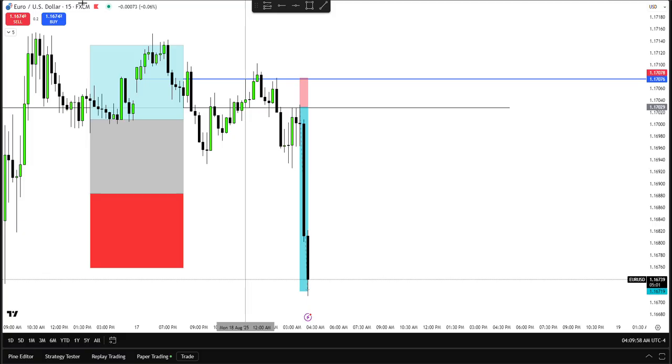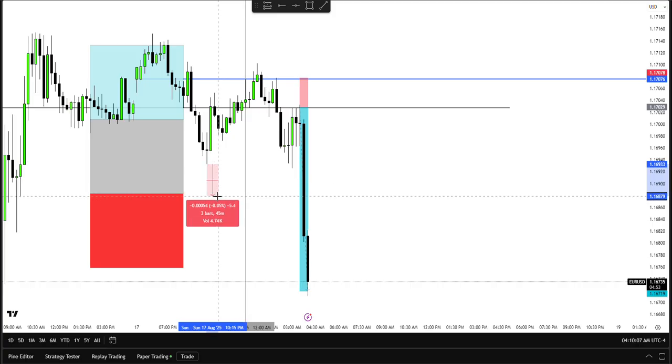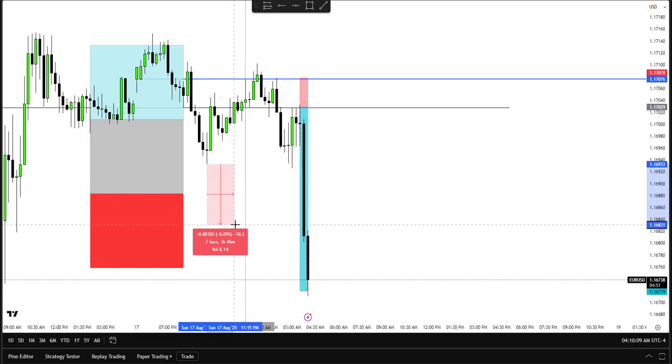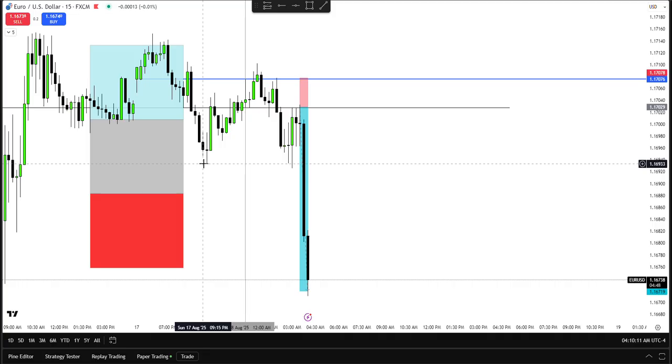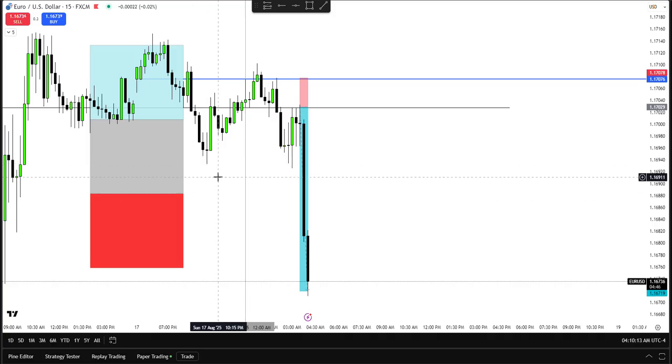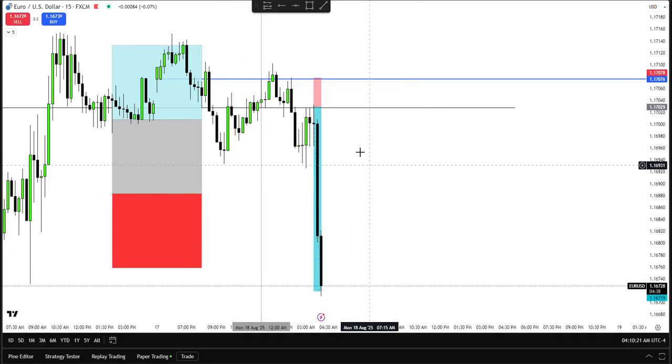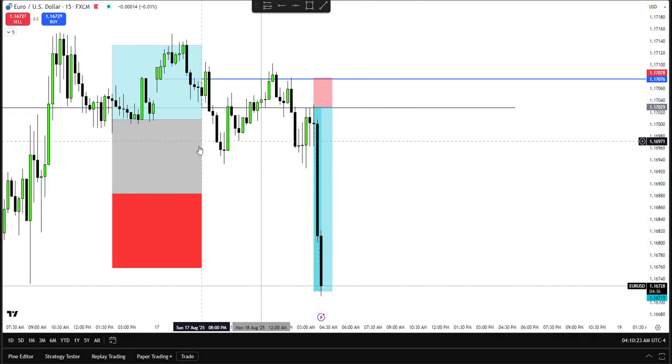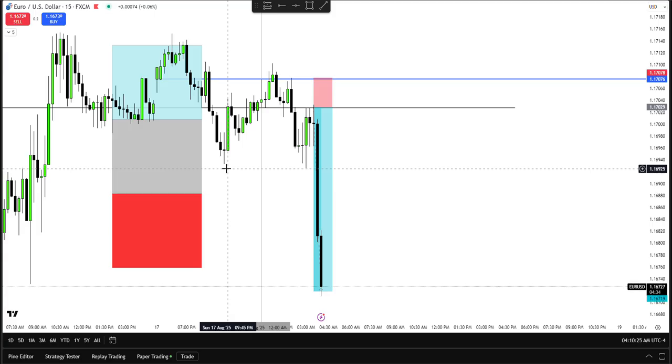However, after this displacement leg, we create this liquidity. Now the liquidity pool would be 10 pips below. We can get 5 pips below, but that's if I'm wrong. 5 pips below and then reverse. So I trail out of my position.